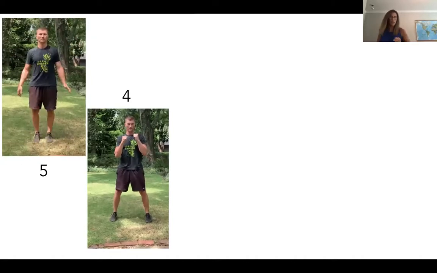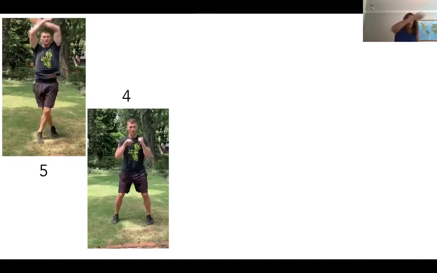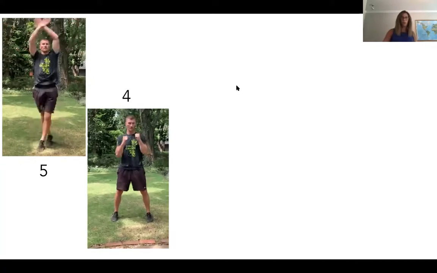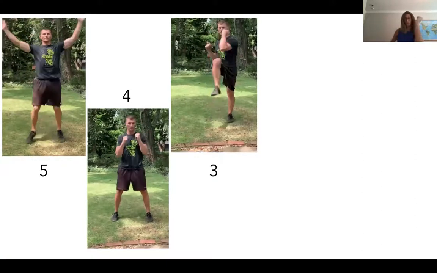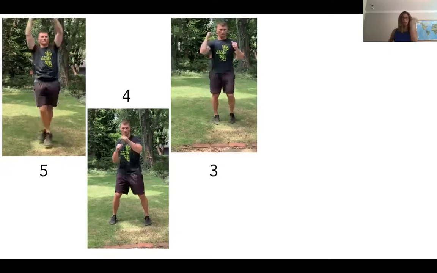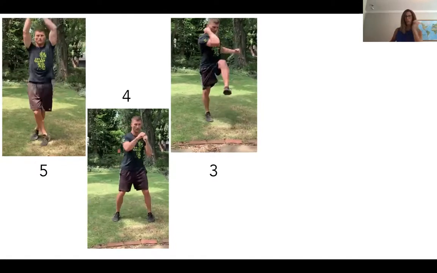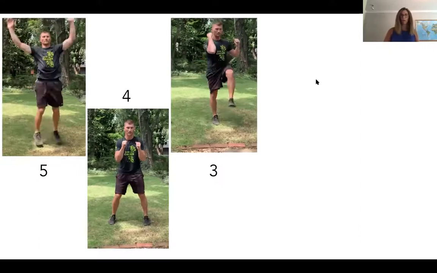Get ready, set, go. 4 opposite arm punches. What are we going to do for 3? We're going to do 3 opposite knee touches. Again, do this at your own comfort level. Go for it. I did a little bit more because I just wanted to have a few bonus rounds.